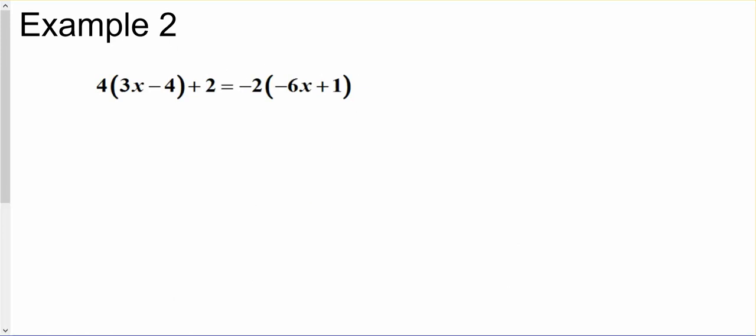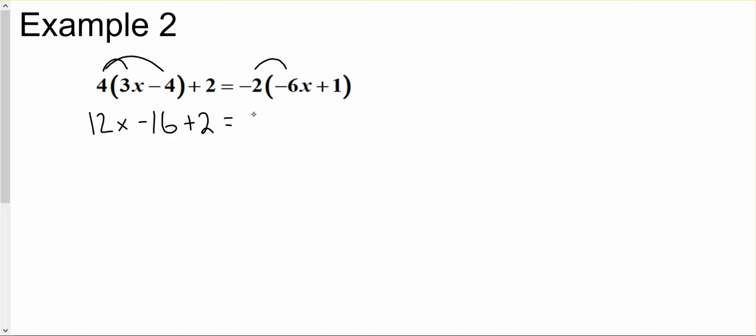Our second example, we're going to need to distribute. We see parentheses. 4 times 3x makes 12x. 4 times negative 4 makes negative 16. Plus 2 equals, and now we're going to multiply again.